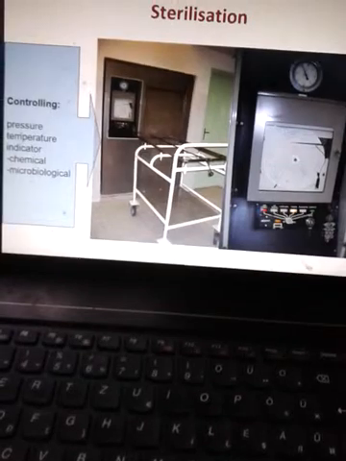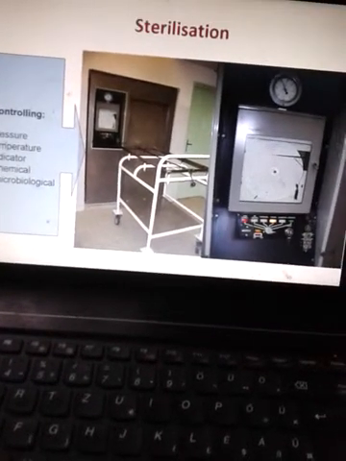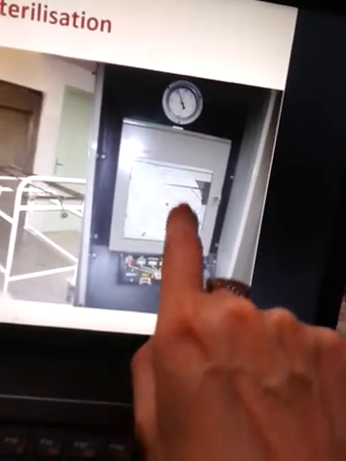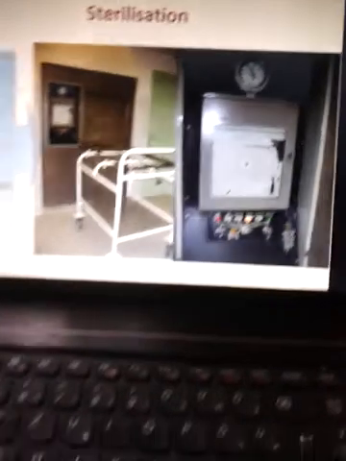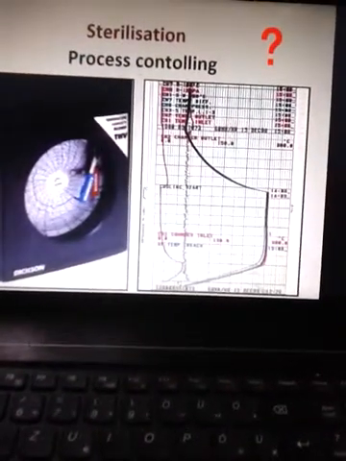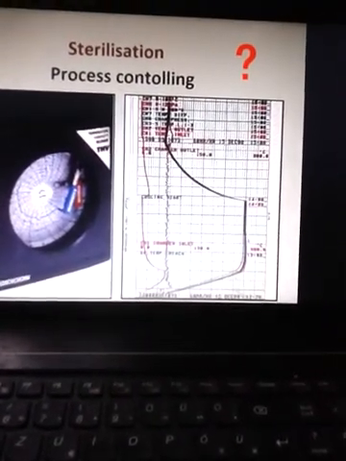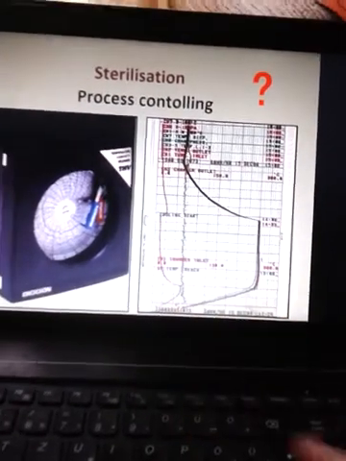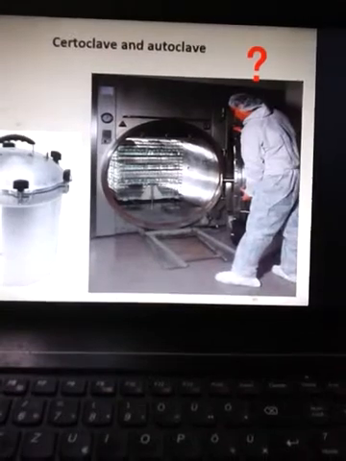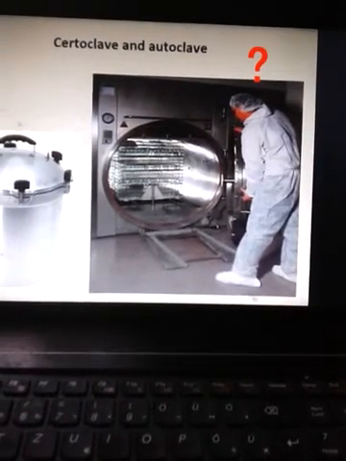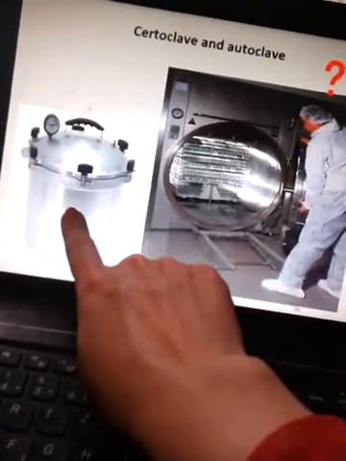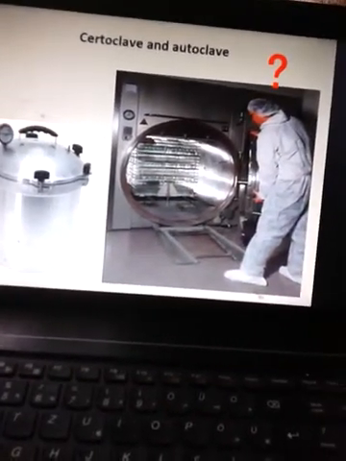Sterilization controlling pressure, temperature, indicator and chemicals، microbiological control. الان این گفت دماها رو میزنه که کجا دما چقدره، می‌بینی؟ حالت نیویگیشن داره. Process controlling by sterilization، الان قشنگ دماها رو میزنه، اینجاها دما اینقدره، اونجا چقدره، اینجا چه جوری استریل شده، اونجا کمتر شده. سرتوکلاو and autoclave، این autoclave، این سرتوکلاوه که بزرگتره.